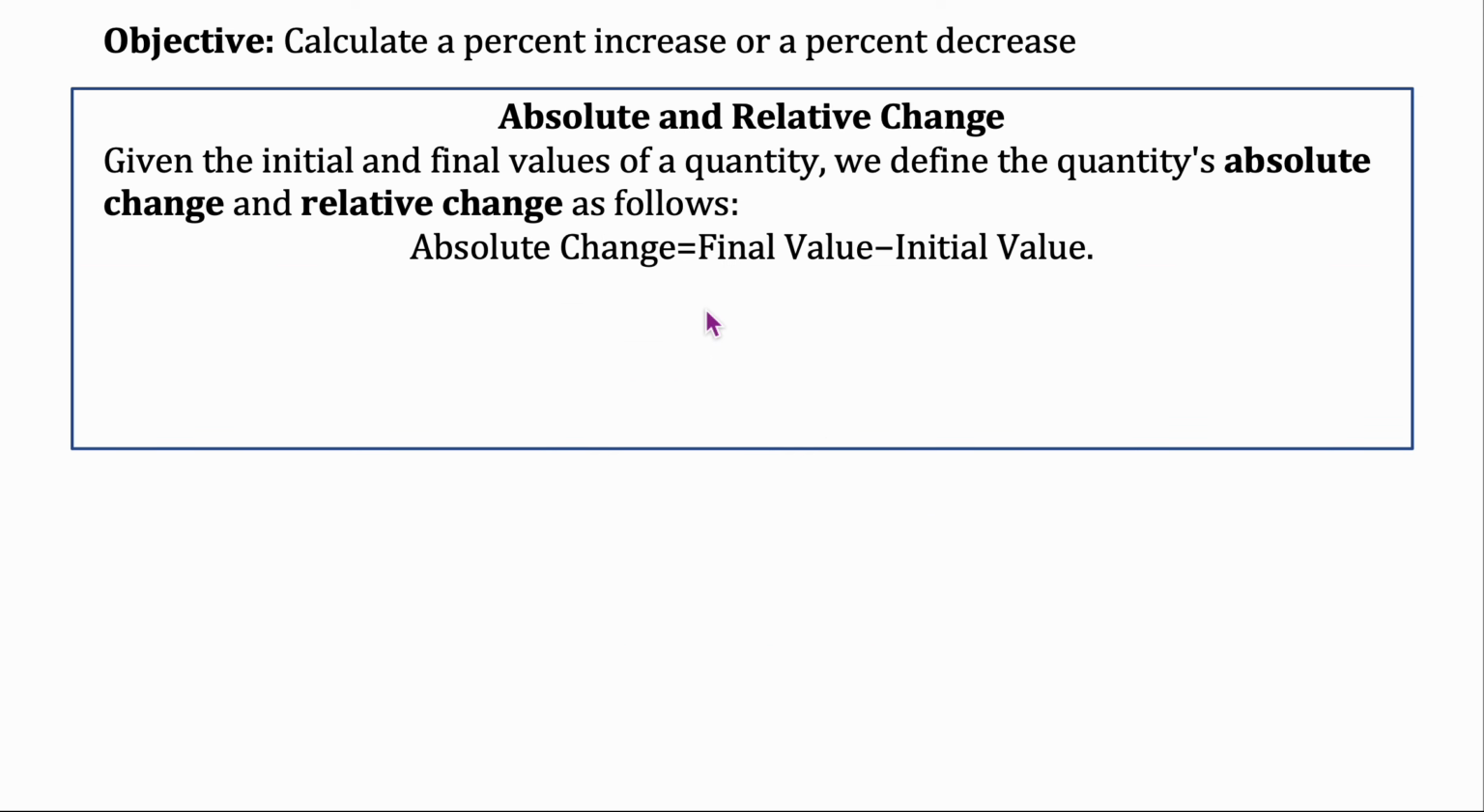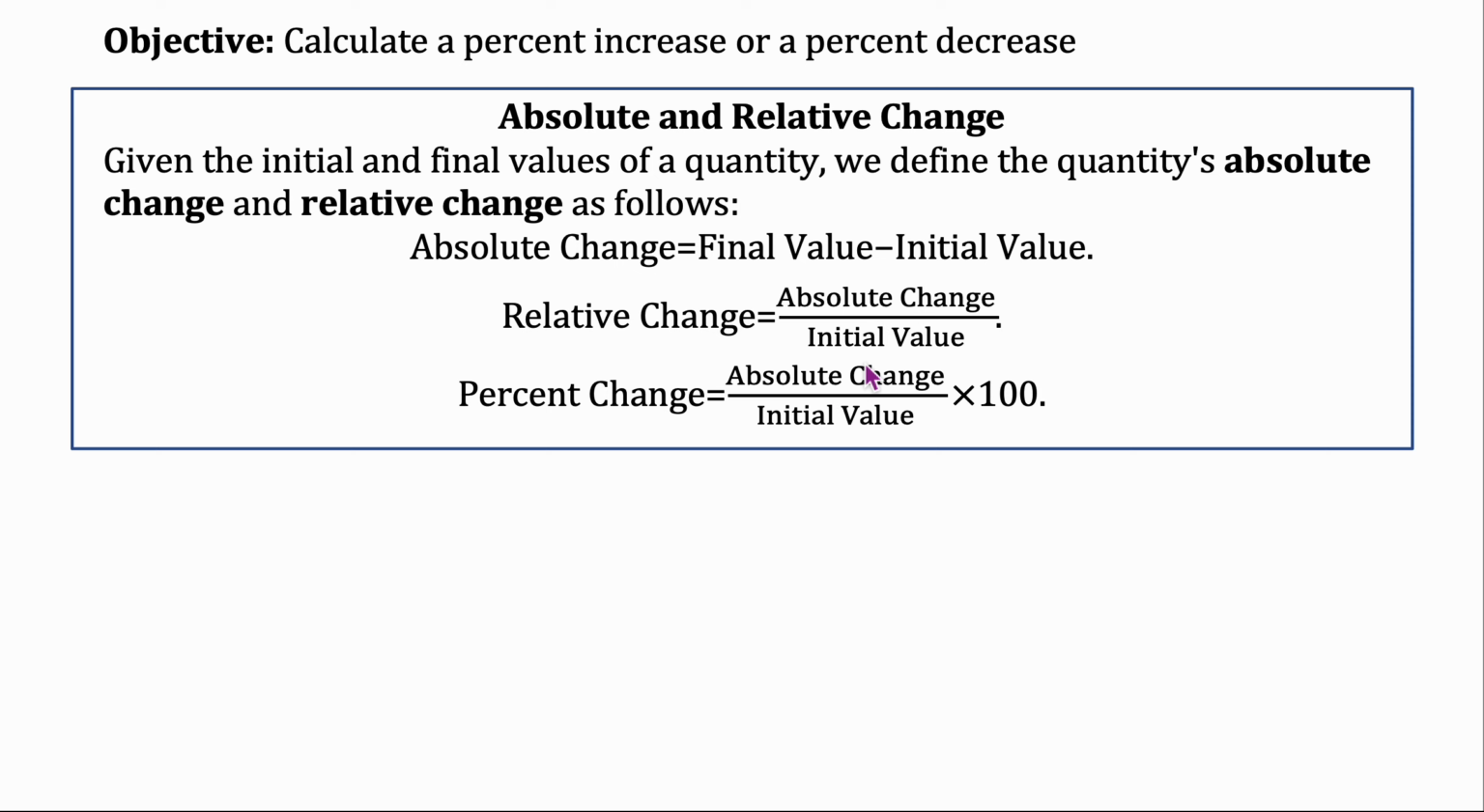So that leads us to some terminology when it comes to an increase or decrease in change. And the first one is absolute change. And that's just absolute, how much did it change? Final value minus initial value. Once you find that absolute change, you can get relative change. So what relative change does is it compares it to what the initial value is. So it's absolute change, what we find here, divided by the initial value. And then if you want to change that to a percent, you just multiply it by 100.